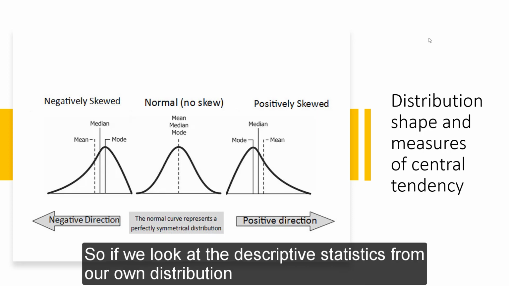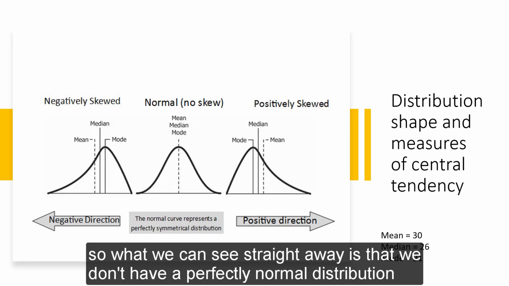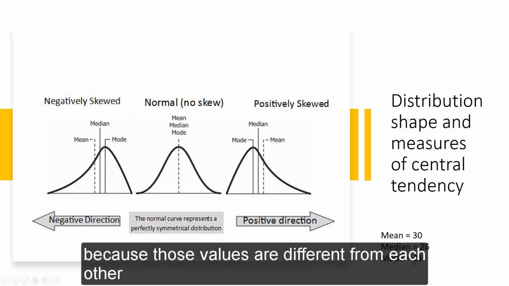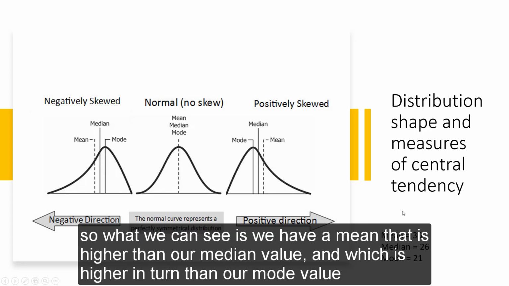So if we look at the descriptive statistics from our own distribution, we can see that we have a mean of 30, a median of 26 and a mode of 21. So what we can see straight away is that we don't have a perfectly normal distribution, because those values are different from each other. If it was a truly normal distribution, they would be identical. We have a mean that is higher than our median value, which is higher in turn than our mode value.